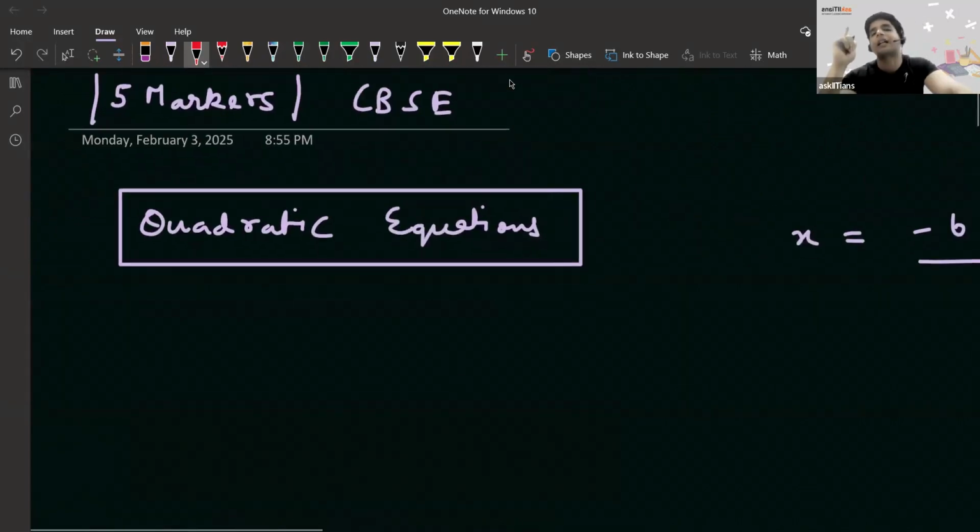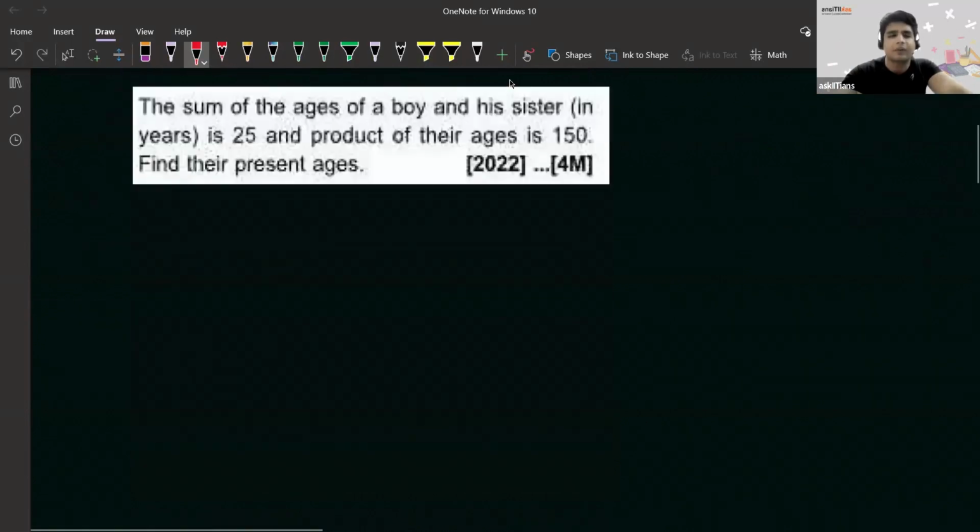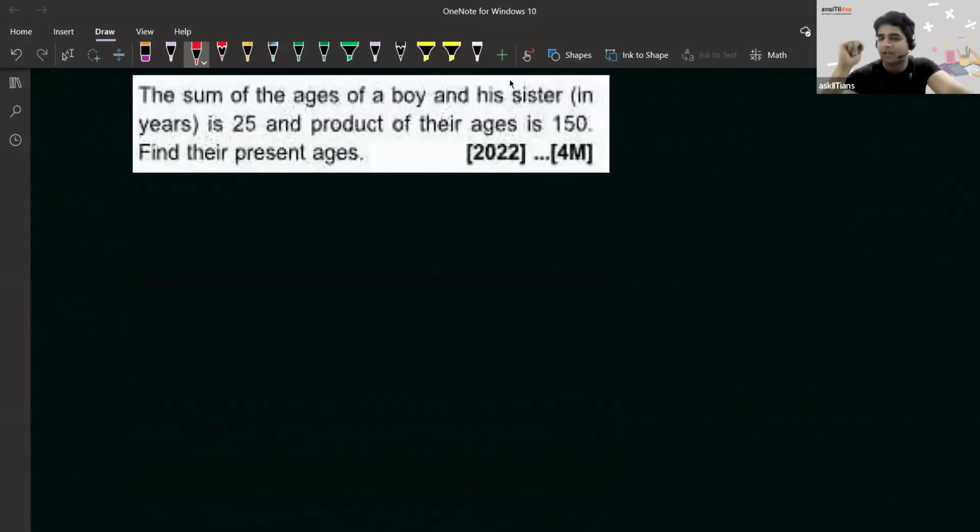But the 5 marker that is going to come for this quadratic equation is going to be a little tough. You can say that it is going to be an application problem, everyone. So let's try this first question out, everyone.